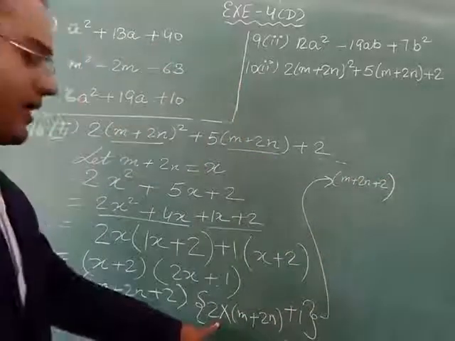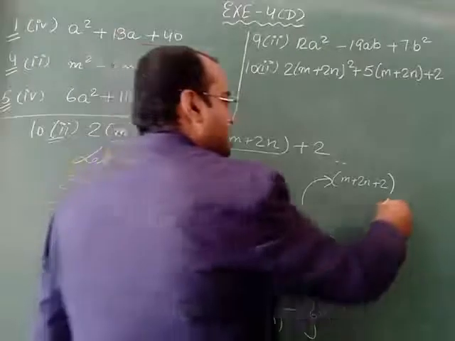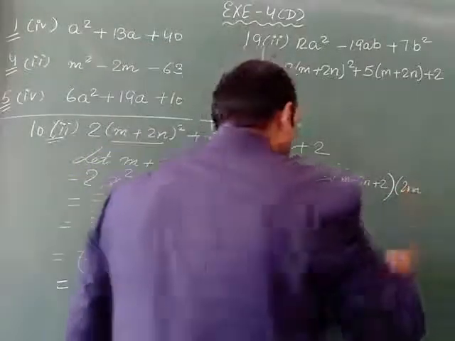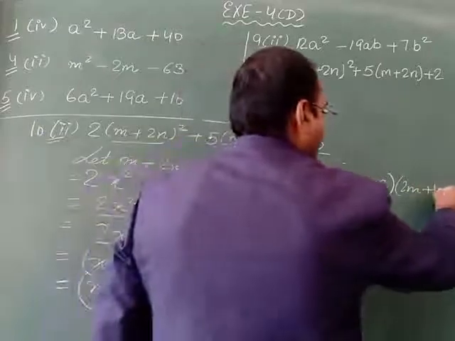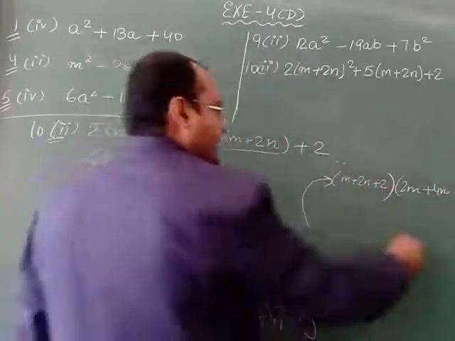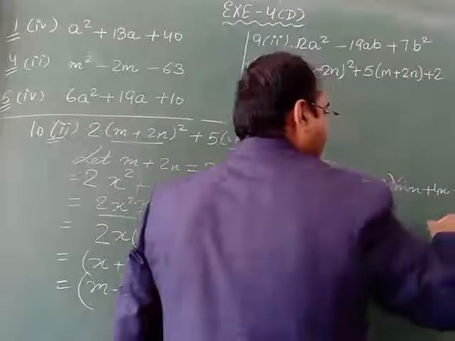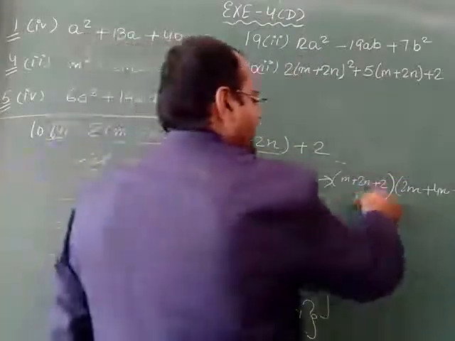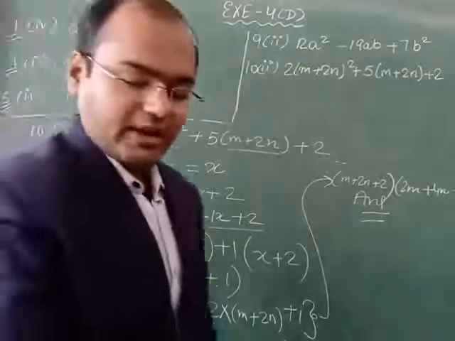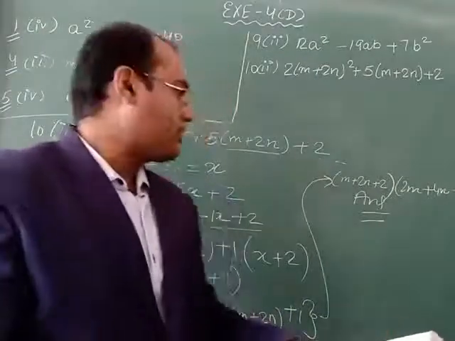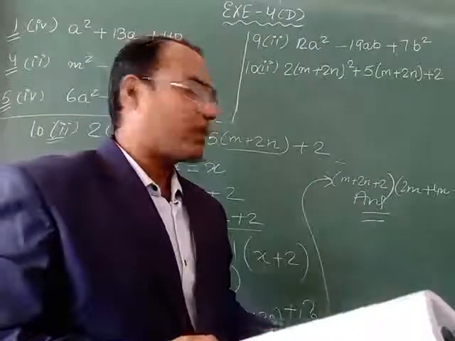Here we will open the bracket. 2 into m will be 2m. 2 into 2n will be plus 4n. Plus 1 we will write as it is. Bracket close. So this is your final answer of question number 10, part number 2. M plus 2n plus 2, 2m plus 4n plus 1.